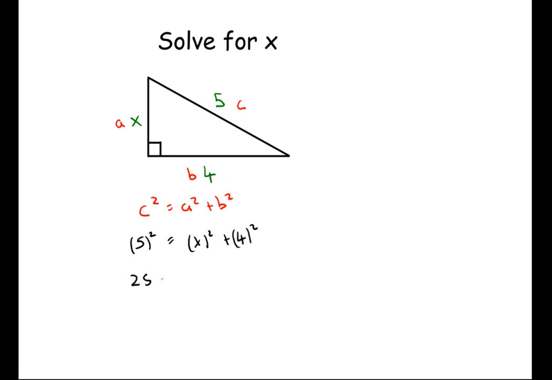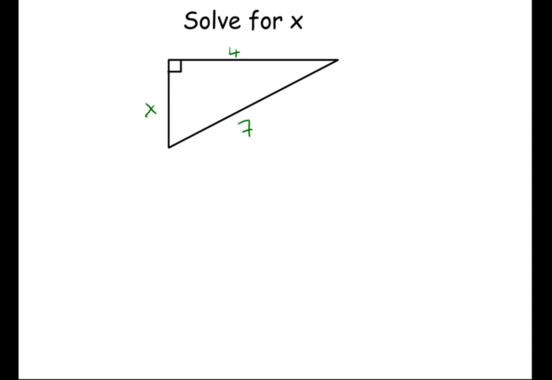5 squared is 25, which is equal to X squared plus 4 squared, which is 16. Keep all the unknowns on one side of the equation. So I'm going to keep the x's on the right hand side, and you can bring them over to the other side if you want. When the 16 comes across, it becomes minus. So 25 minus 16 is equal to x squared. 9 is equal to x squared. So the square root of 9, you end up getting x is equal to 3. Get the square root of both sides.